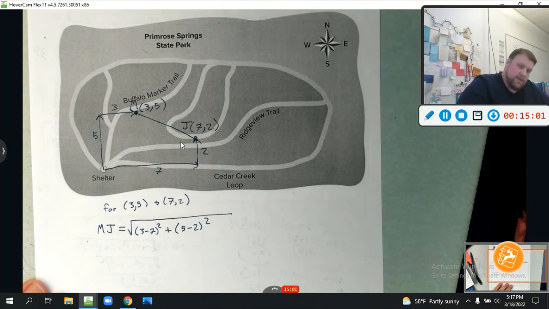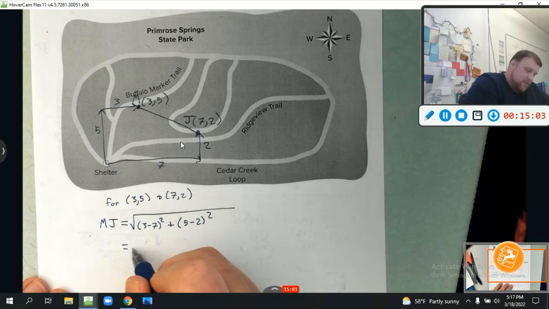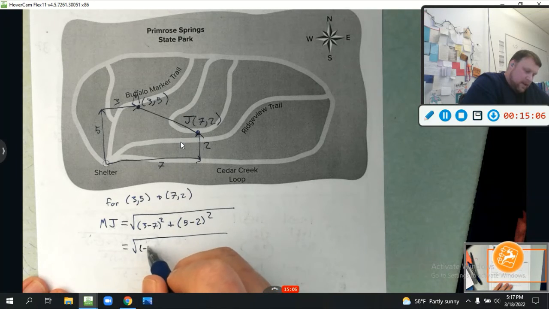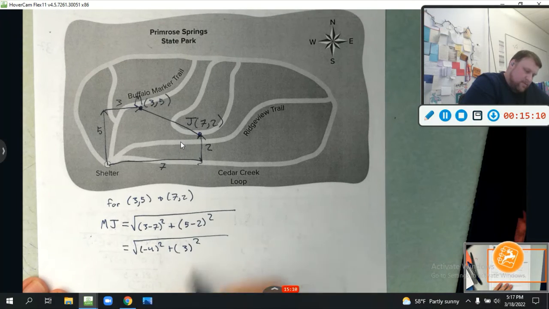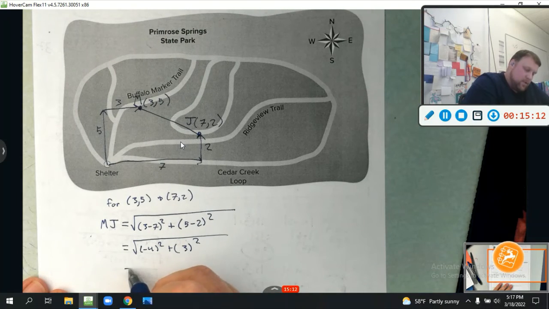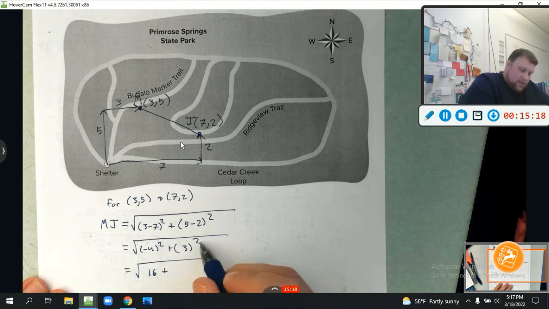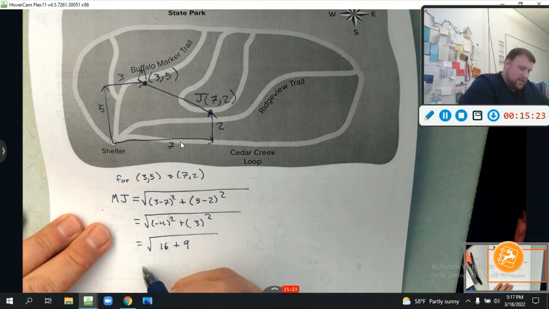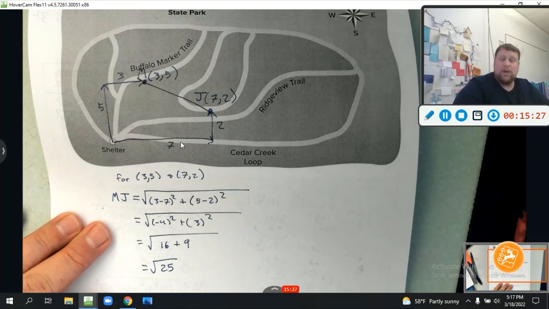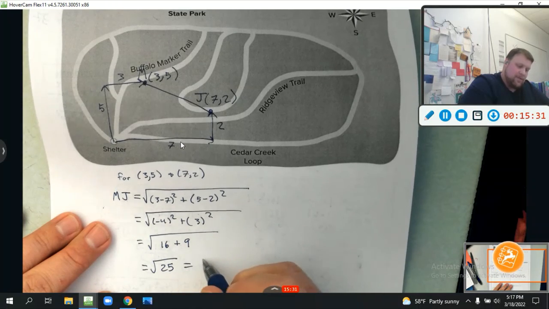Awesome. So that's going to equal the square root of negative 4 squared plus 3 squared. Again, let's square those. We get the square root of 16 plus 3 squared, which is 3 times 3, which is 9. Watch this. That's going to equal the square root of 25. And it turns out, guess what? That is a perfect square. What two numbers can I multiply together to get 25? That equals 5.